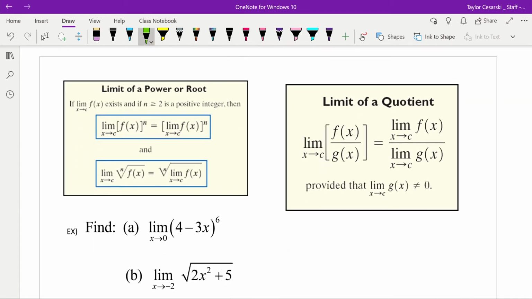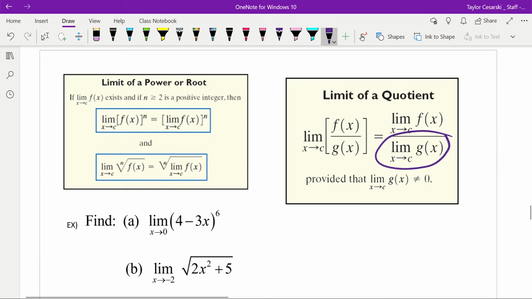So next we have quotients and we have powers or roots. These work very similarly. The one thing that gets a little bit tricky is the powers and the roots. The quotients are very similar, but we do notice that this g of x on the bottom can't equal 0 because we can't divide by 0. So let's start with this one.